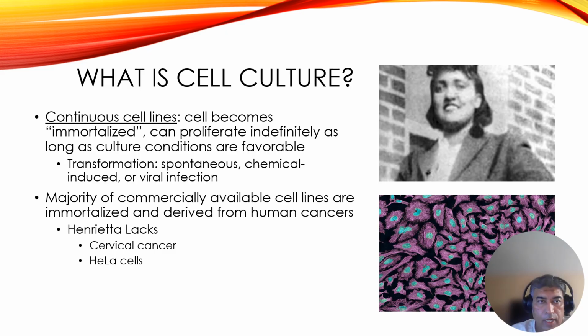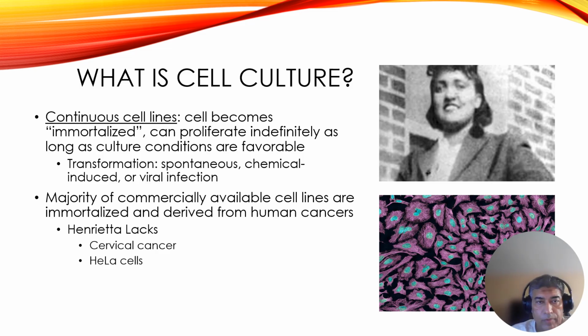So what are continuous cell lines? Cells become immortalized, or not prone to death, and can proliferate indefinitely as long as culture conditions are favorable. How do we achieve continuous cell lines? There are a couple of methods routinely used in cell culture studies. Most famous is transformation using plasmid or some other nucleic acid material, spontaneous by time, using some chemical inducers, and viral infection. We will discuss those methods separately in other classes.